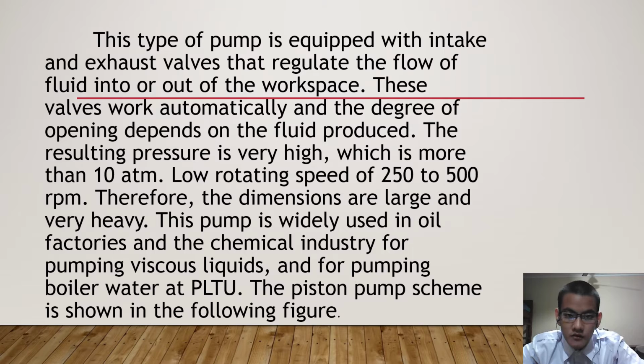Okay, this type of pump is equipped with intake and exhaust valves that regulate the flow of fluid into or out of the workspace. These valves work automatically and the degree of opening depends on the fluid produced. Then the pressure is very high, which is more than 10 atm, with a low rotating speed of 250 to 500 rpm. Therefore, the dimensions are large and very heavy. This pump is widely used in oil factories and the chemical industry for pumping viscous liquid and for pumping boiler water at PLTU. The piston pump scheme is shown in the following figure.